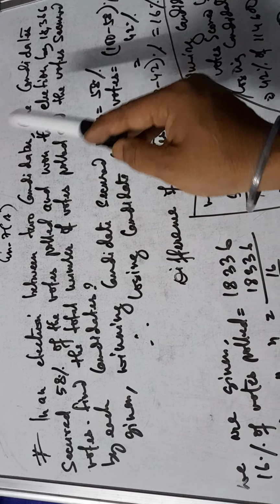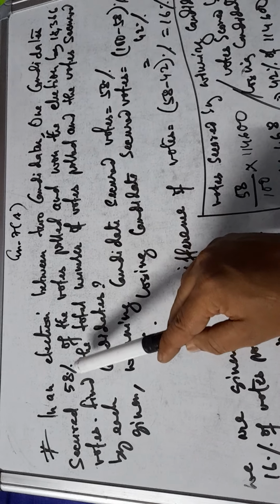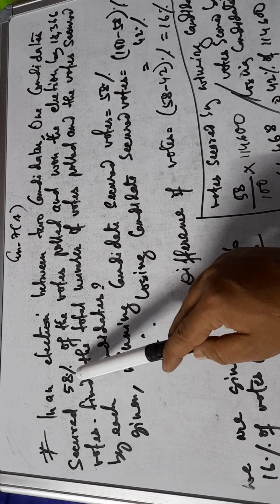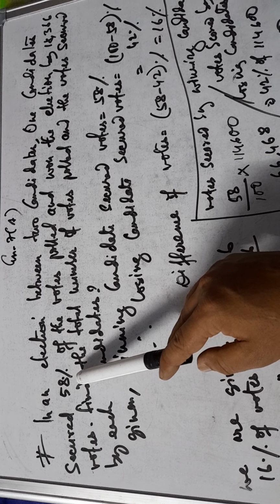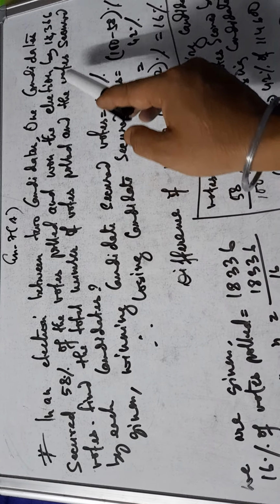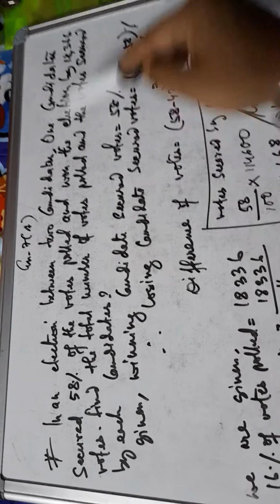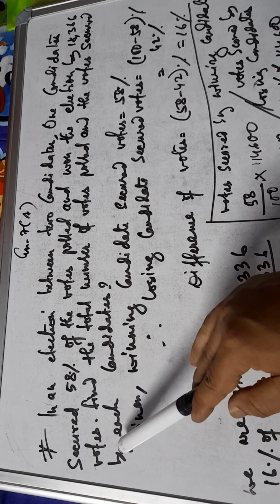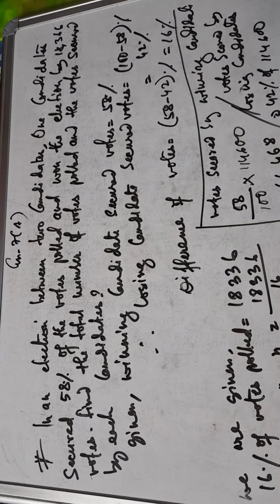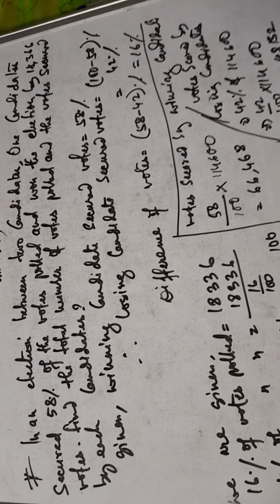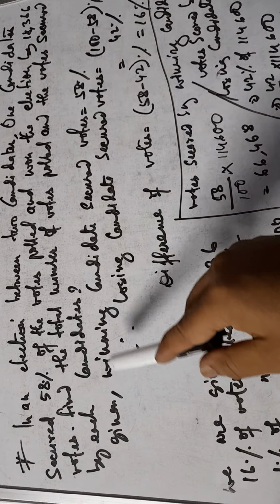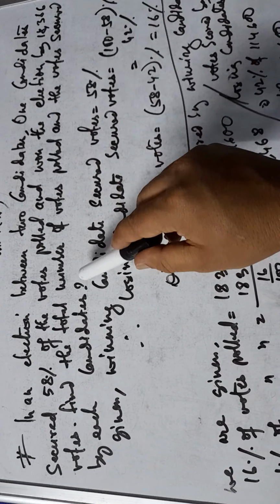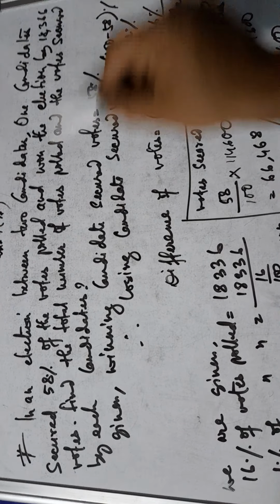So the total number of votes is not given here, only the winner who got 58% of the votes polled and won the election by 18,366. So that means 58%, what does it mean, it is the number 18,366. Okay, the votes are polled. Find the total number of votes polled and the votes scored by each candidate. So that means find the total number of votes polled.